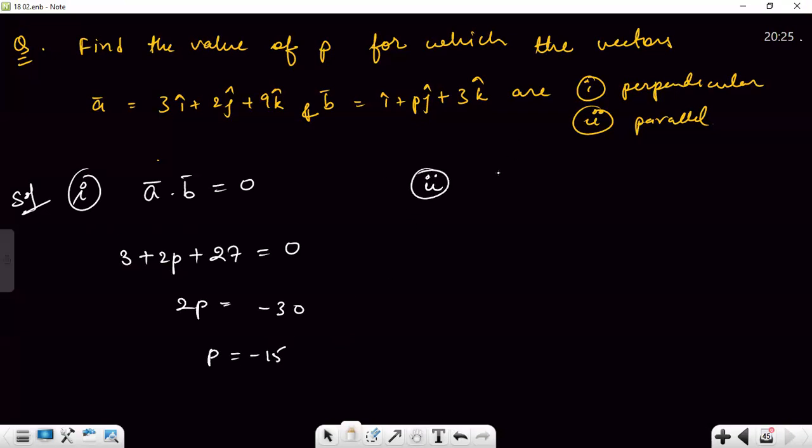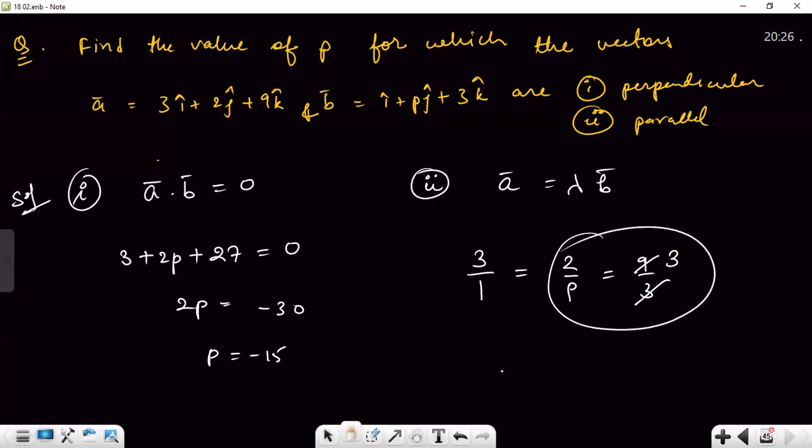In the second case, when vectors are parallel, they have to follow a certain pattern. It means that their coefficients will be proportionate. 3 by 1 should be equal to 2 by P, which should be equal to 9 by 3. So 3 and 9 by 3 are the same. Let's take this one equality. So 2 by P is equal to 3. That gives us P as 2 by 3. So these are two values of P.